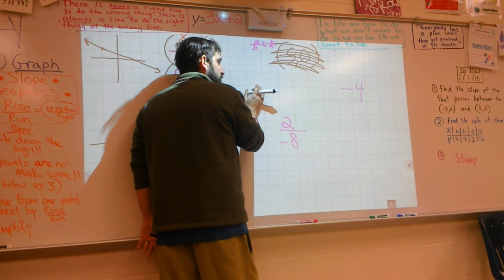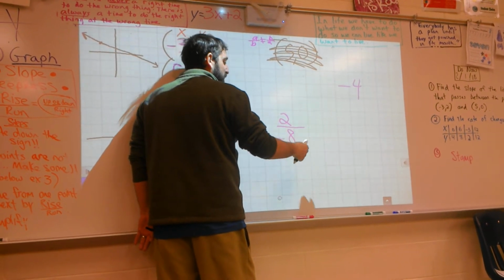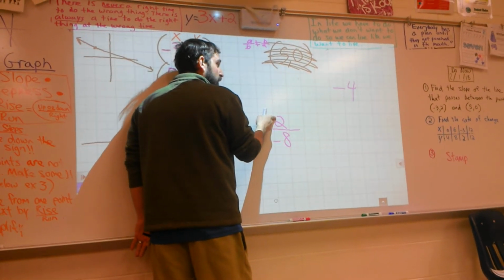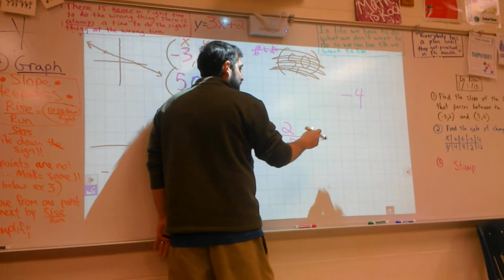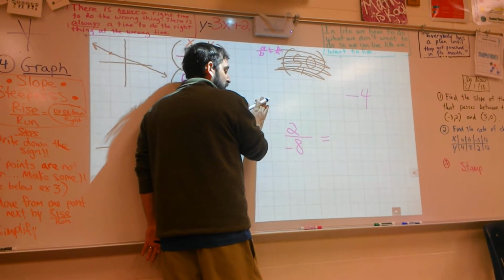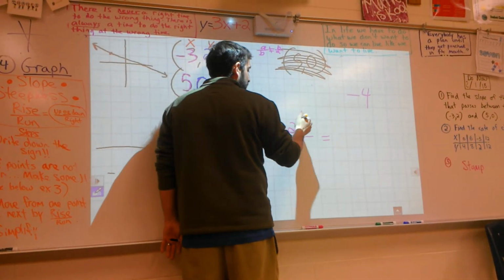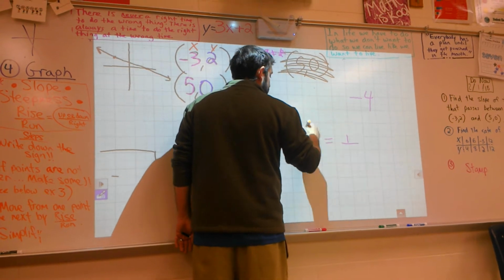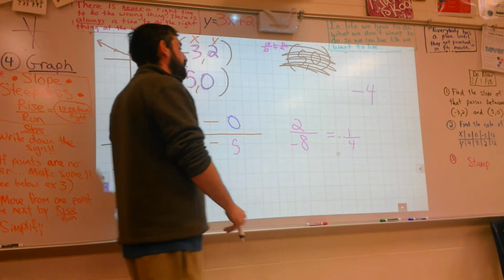Okay, what do you mean, divide it? This says 2 divided by 8, or how many times will 8 go into 2? Well, it can't, so you're going to get a decimal. You don't ever write this as a decimal, you want to leave it as a fraction. Which number will go into both 2 and 8? 2. How many times will 2 go into 2? 1. How many times will 2 go into 8? 4. Instead of -4, your answer is -1 over 4.